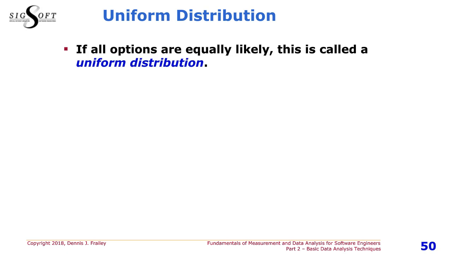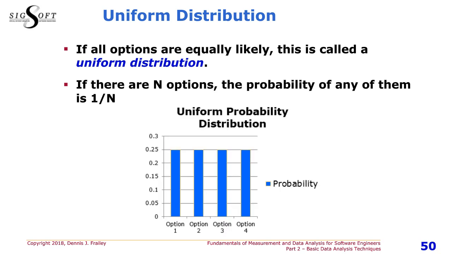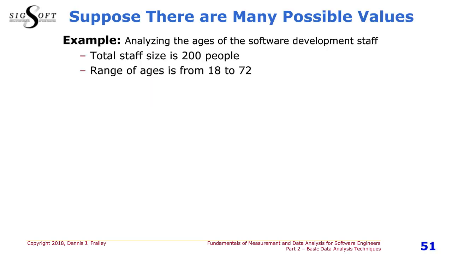Now, in passing, I want to make an observation that there's something called a uniform distribution where all the options are equally likely, and the graph is pretty boring. But nevertheless, technically, it's a probability distribution. Now, here's where things get interesting.